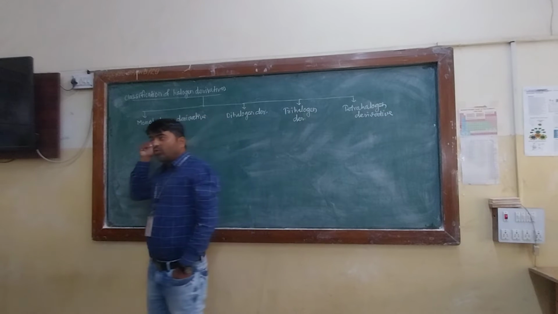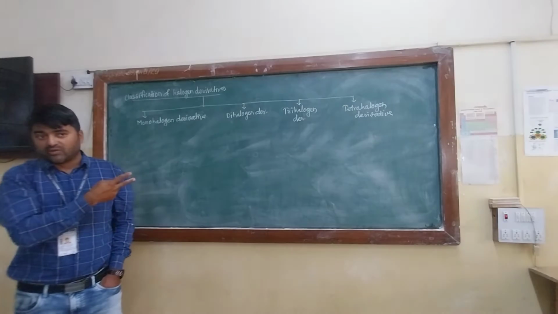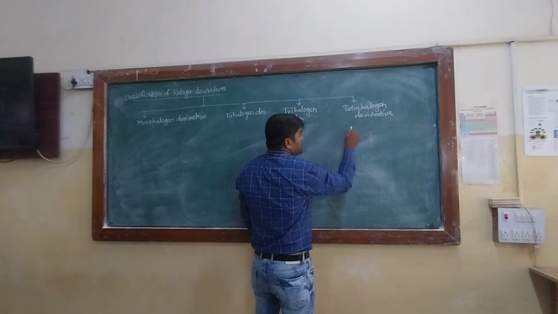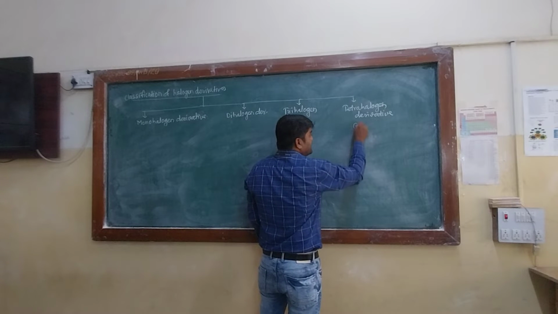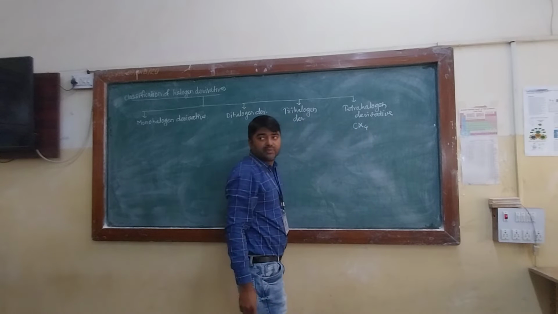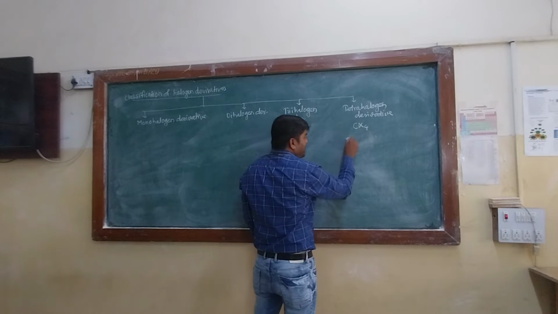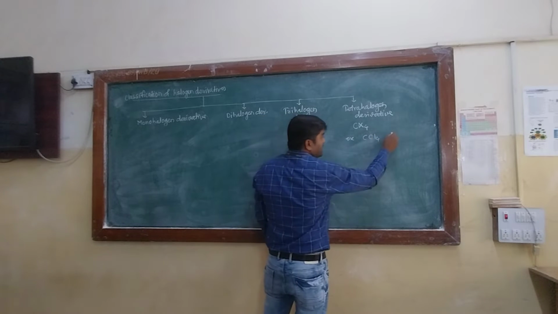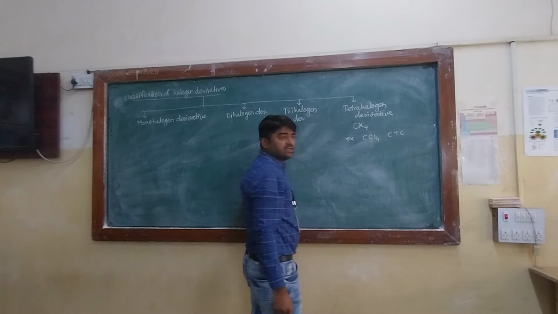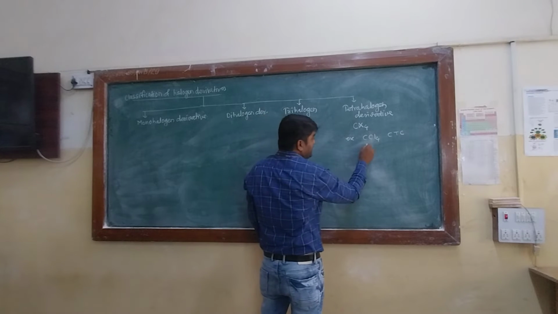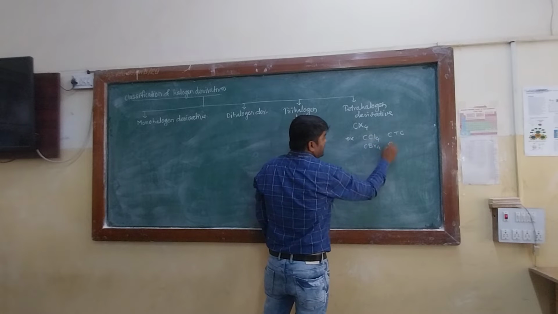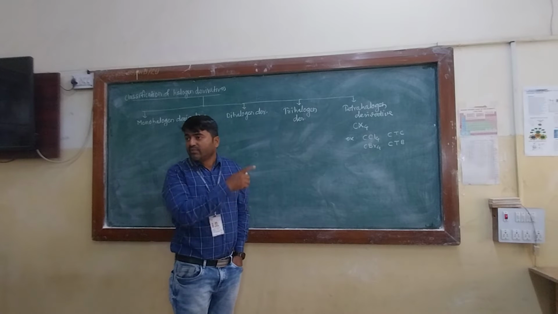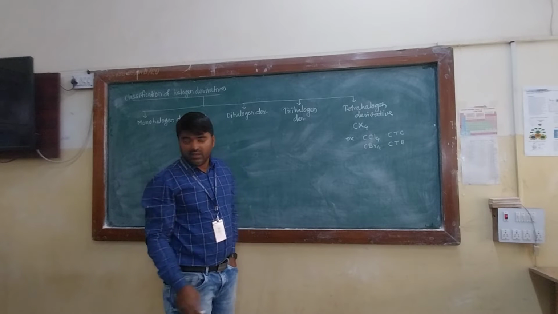So there are four categories of halogen derivatives. First is the monohalogen derivative, second the dihalogen, third the trihalogen, and then the tetrahalogen derivative. Tetrahalogen derivatives are represented as CX4, so four halogen atoms are present in the compound. For example, CCl4, carbon tetrachloride, is a non-polar compound used as a non-polar solvent in organic reactions. Then CBr4, carbon tetrabromide. These are tetrahalogen derivatives because they contain four halogen atoms.